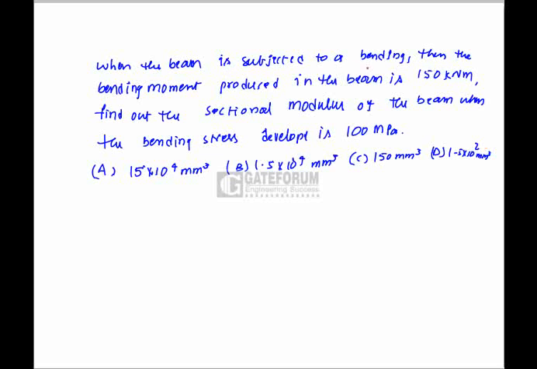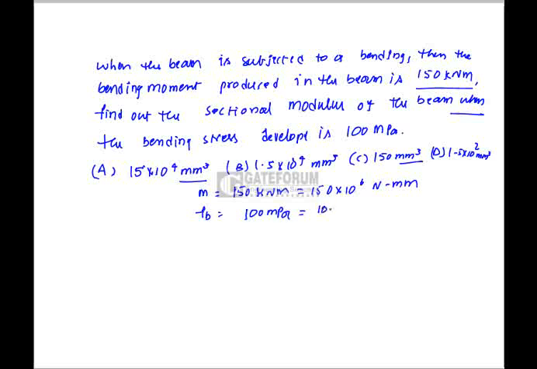Question: when the beam is subjected to bending, the bending moment produced in the beam is given as 150 kilonewton meter. Bending moment produced is 150 kilonewton meter, that is 150 into 10 to the power of 6 newton millimeter. As the options are in terms of millimeter, we convert everything into a single unit. Find the sectional modulus of the beam when the bending stress developed is 100 MPa. 100 MPa is nothing but 100 Newton per millimeter square, right?